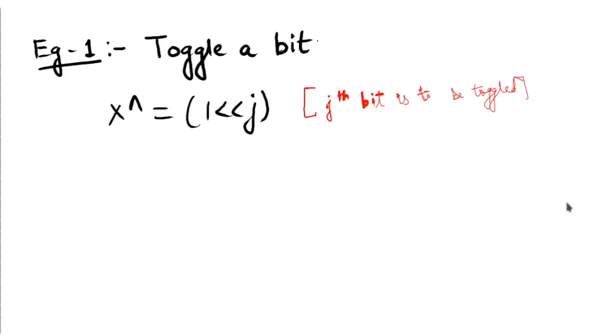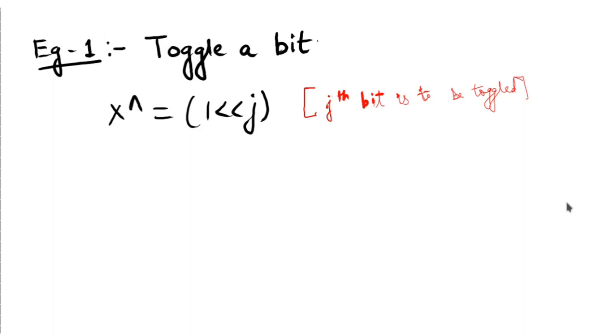Among the applications of XOR properties, how one can toggle a bit was discussed, considering X as a number, and by left shifting 1 by J units, where J is the bit which is to be toggled, and taking XOR will toggle that bit. This was the example that has been discussed.